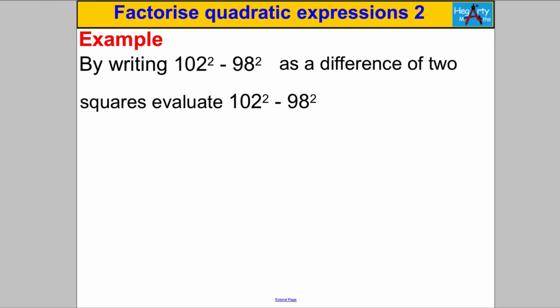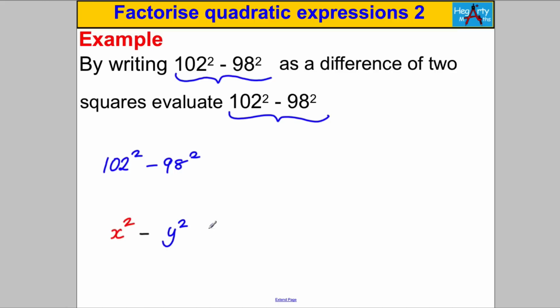Last little problem for you. This is a nice little puzzle we can use difference of 2 squares to solve. Pause and see if you can do it yourself first. Now, it says by writing this as a difference of 2 squares, evaluate it. Well, 102 squared subtract 98 squared. We know it's something squared take away something else squared. We know our difference of 2 squares rule. We know that x squared subtract y squared we can factorise as x subtract y and x add y.